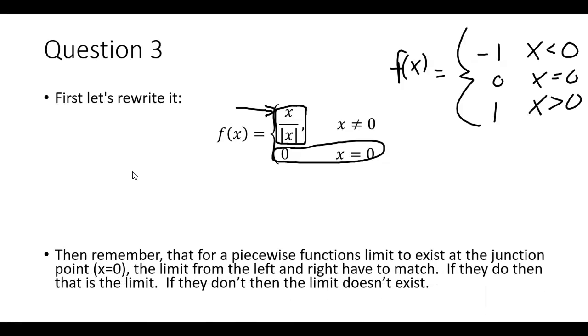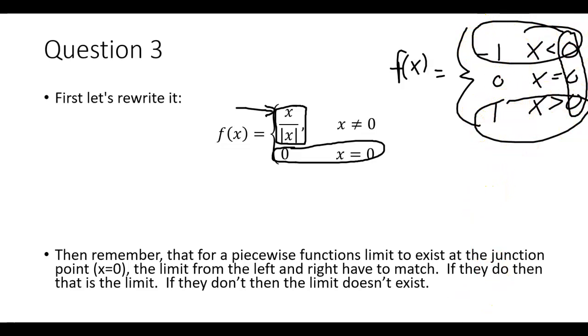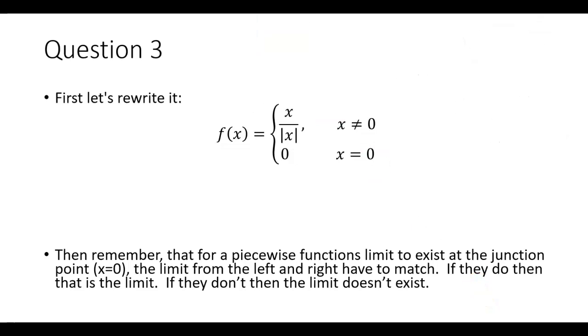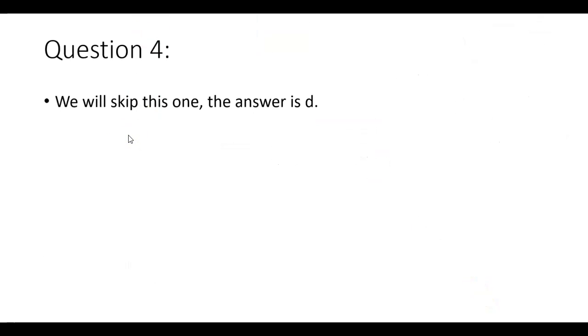So now the other thing I want to point out to you guys in order to complete number 3 is that you need to remember that for a piecewise function's limit to exist at the junction point, that's this number over here, we're finding the limit at 0. In order for the function's limit to exist at that junction point, the limit from the left and right have to match. So these would have to match. Okay? If they do, then that's the limit. If they don't, then the limit doesn't exist. And so I'll leave that with you guys and let you finish it.